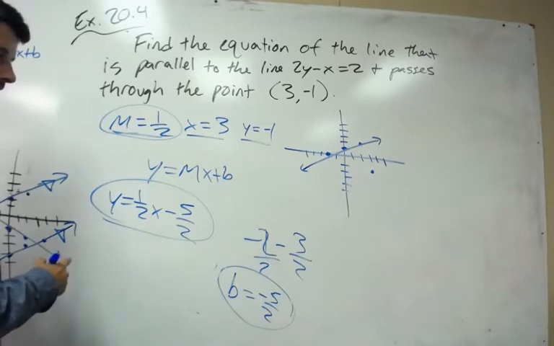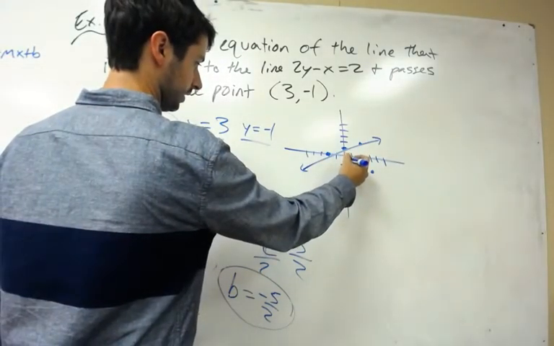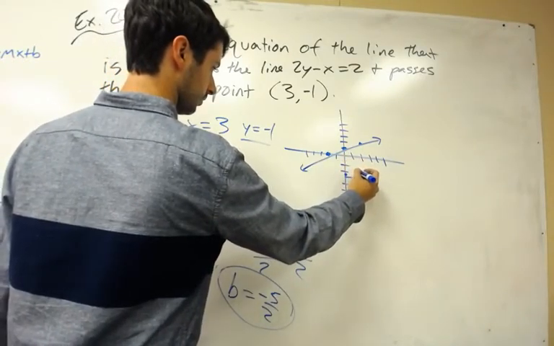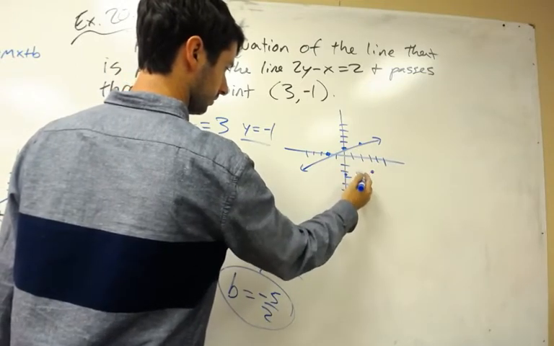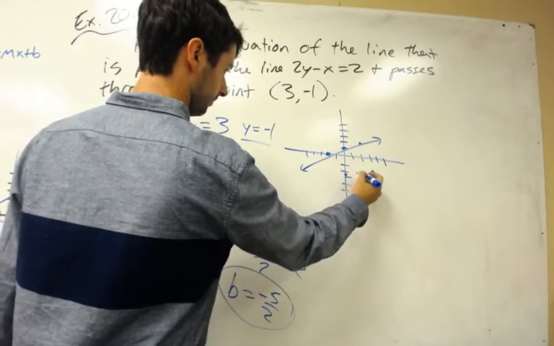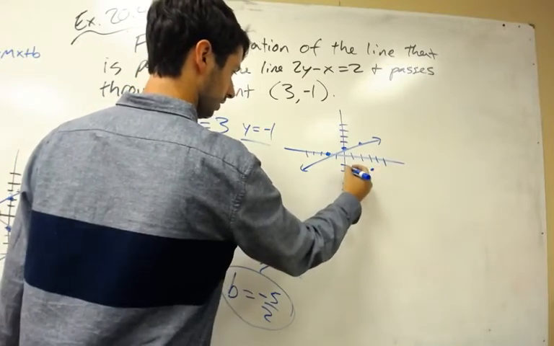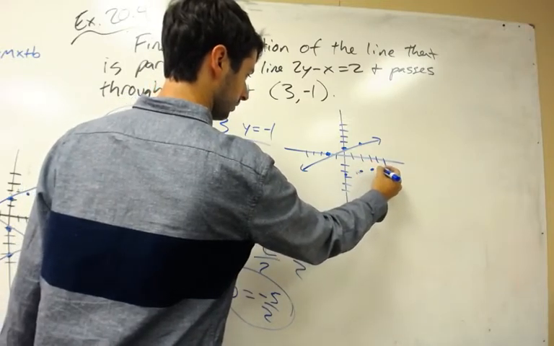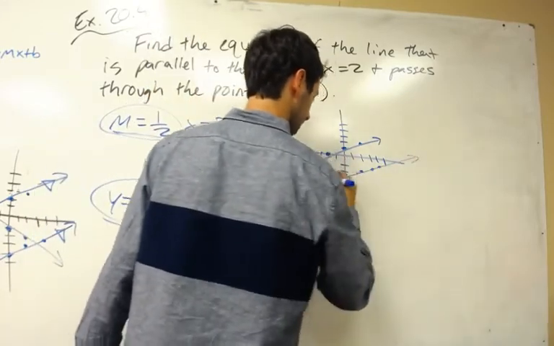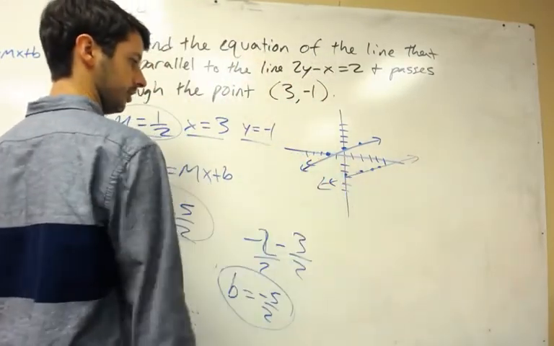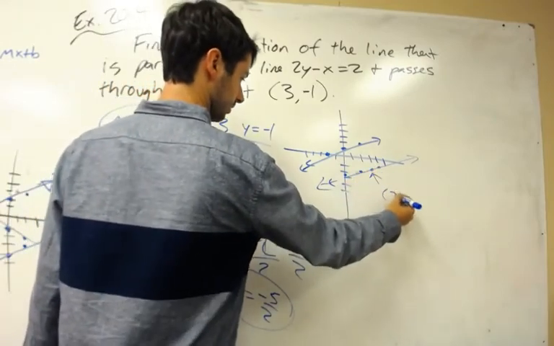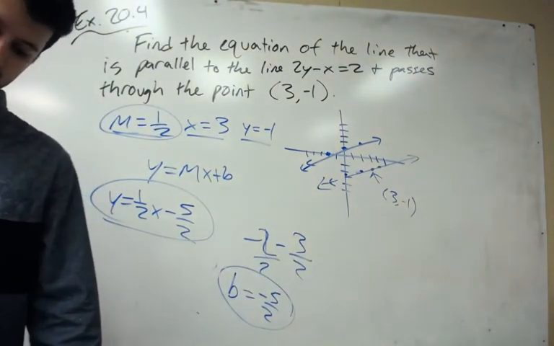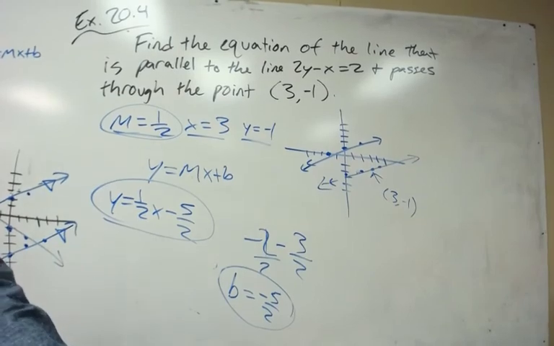Just to show you that it's parallel, I'm going to find negative 5/2. That'd be negative 2.5. Be right there. Go up 1 over 2. Up 1 over 2. Up 1 over 2. So there's my line. Notice it's parallel here, same slope, and it does pass through the point (3, negative 1). So that is how you solve for the equations when it's talking about parallel lines.